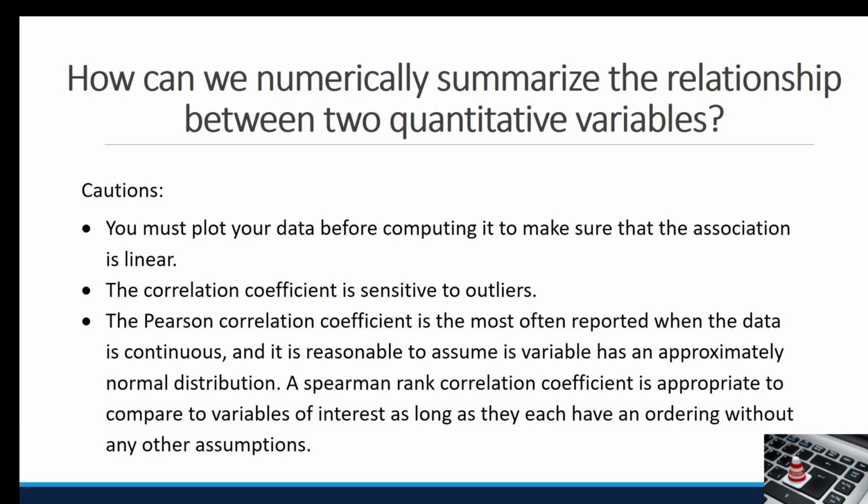The Pearson correlation coefficient is the most often reported when the data is continuous, and it is reasonable to assume the variable has an approximately normal distribution. However, if one of the variables is not continuous or does not come from an approximately normal distribution, the Pearson correlation coefficient may not be appropriate. A Spearman rank correlation coefficient is appropriate to compare variables of interest as long as they each have an ordering, without any other assumption.